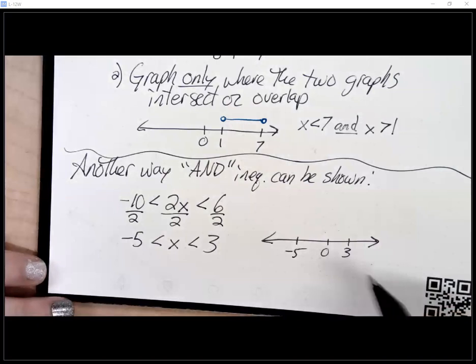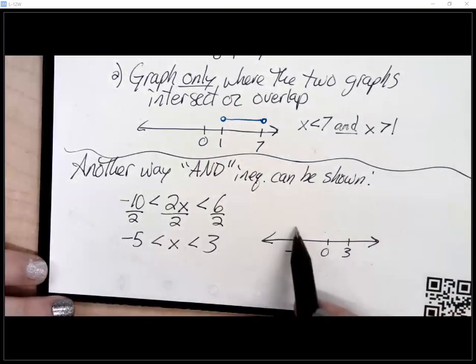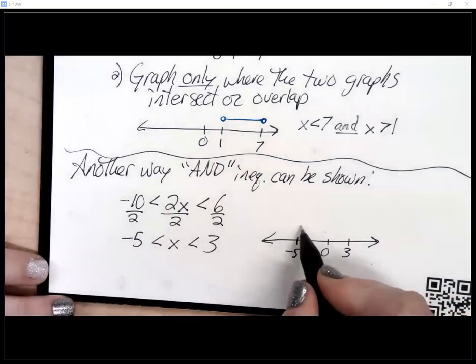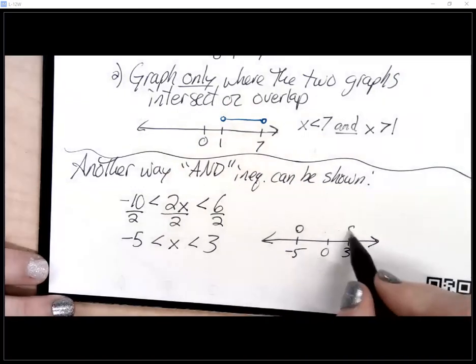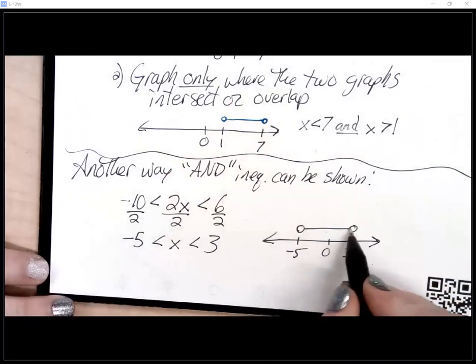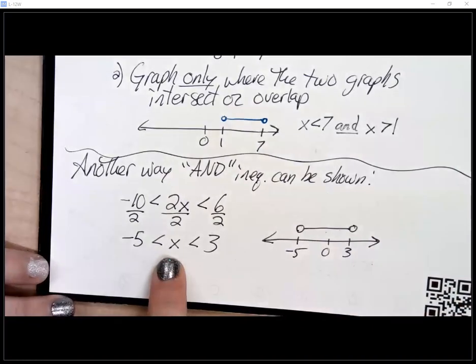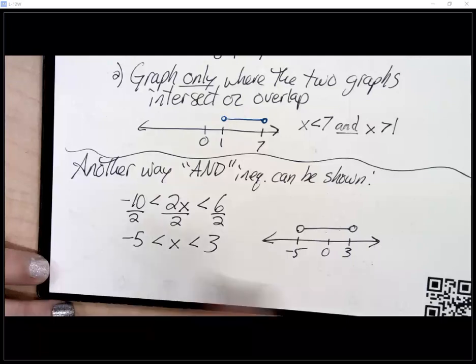What kind of a dot? It's going to go right there. Open. What kind of a dot at 3? Open. And I want all the numbers in between, right? Isn't that what this is saying? Numbers that are greater than -5 and less than 3 at the same time. There they are. Done.